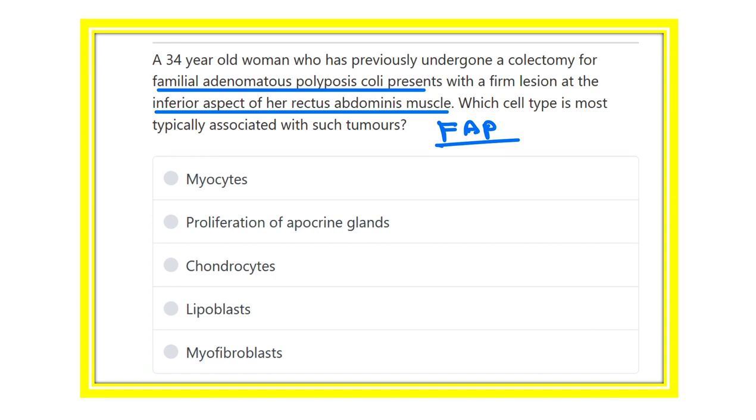muscle, which is a strap muscle, a longitudinal muscle present from the xiphisternum up to the symphysis pubis. So at the lower border there is a tumor. So what may be the cause?